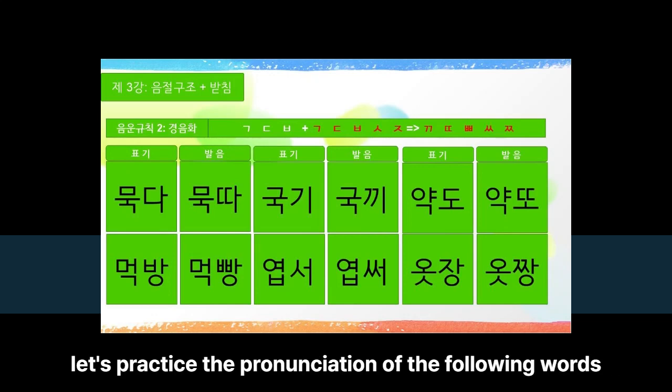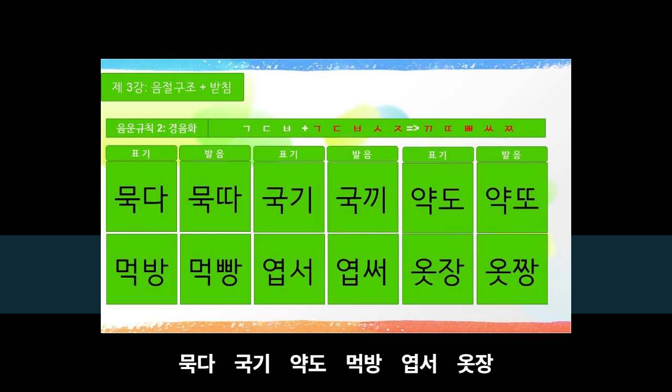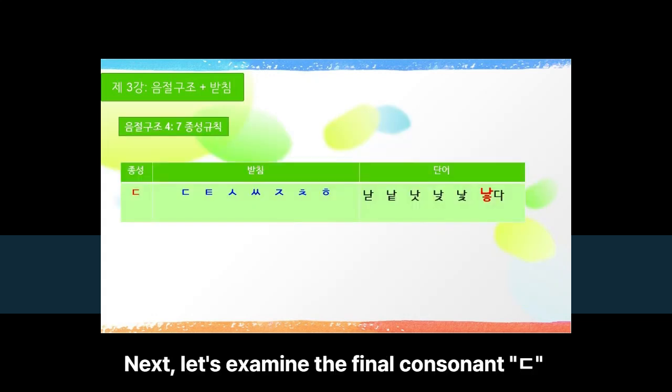Let's practice the pronunciation of the following words to demonstrate this tensification phenomenon. 묵다, 굳기, 약도, 먹방, 엽서, 옷장. Next, let's examine the final consonant, digut.